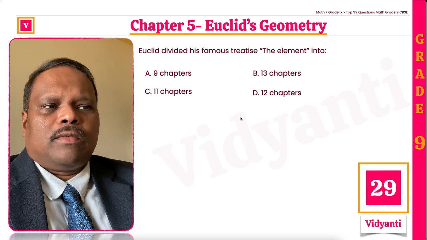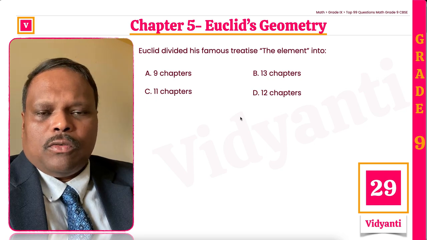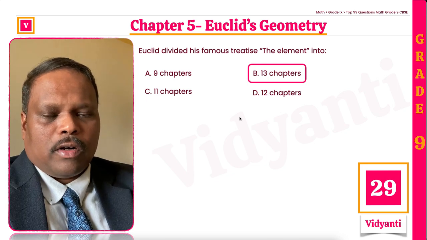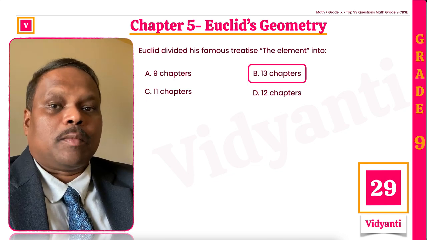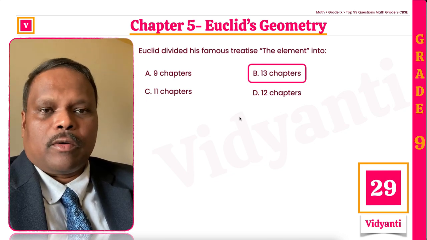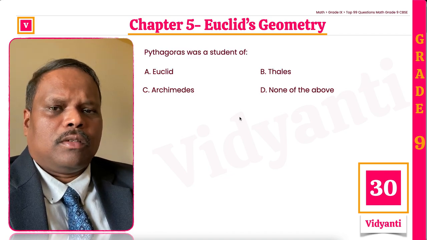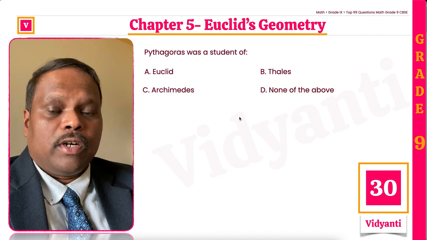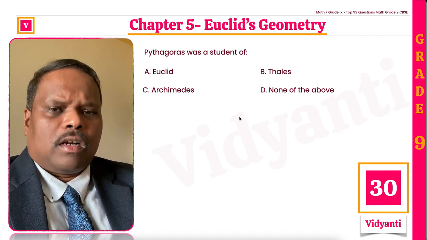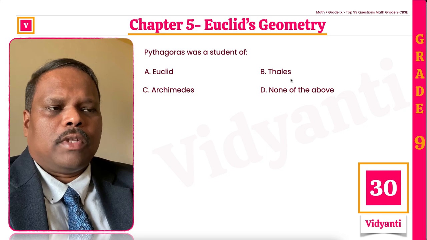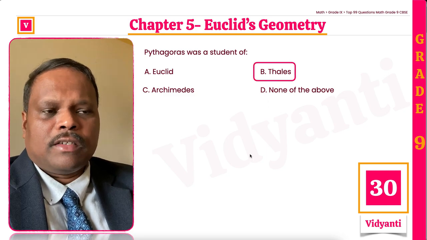Euclid divided his famous treatise, the Elements, into, well, the answer is 13 chapters. Please read the textbook for details. There is no explanation as such for this particular question. These are kind of tricky questions. You have to have the concepts ready, and you have to read chapter 5 at least a couple of times. Pythagoras was a student of, well, this I know, that he was a student of Thales.